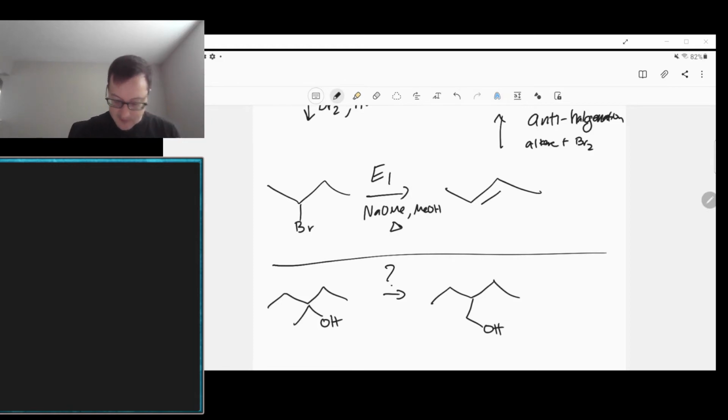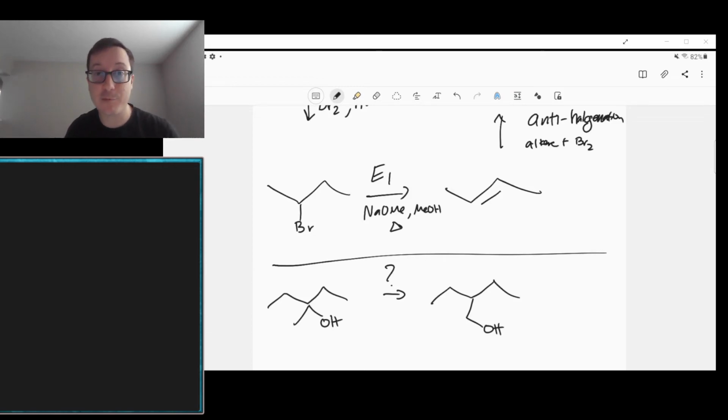This is a synthesis problem. And I mean, I don't have to start at the OH. I could give you the alkane, and you can go ahead and do the rest. But let's see how the heck we're going to do this. So, how do we make an alcohol like this?